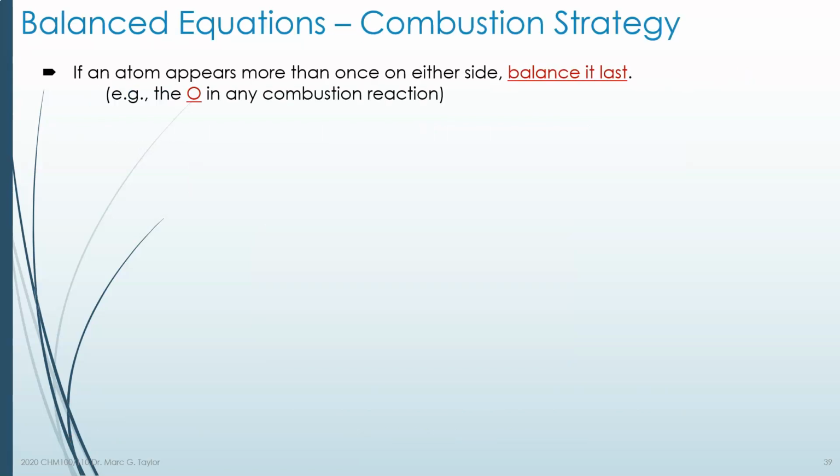So, if an atom appears more than one time on either side, balance it last. This is from the strategy I gave you once before, so oxygen is always going to be the last thing to balance. Carbon and hydrogen are the easy things. They appear one time on the left and one time each on the right. So those are easy to balance.